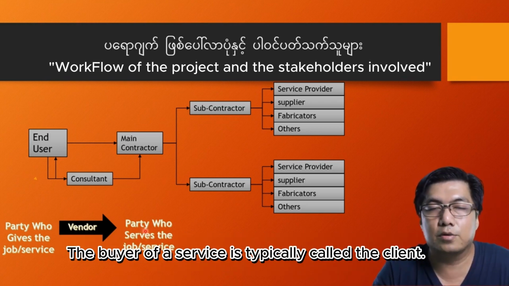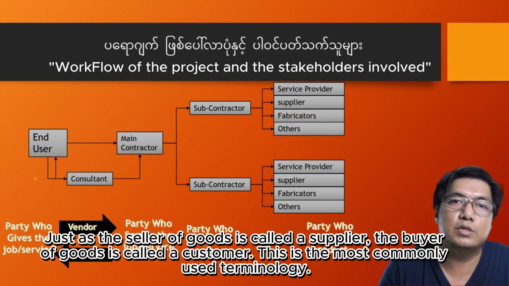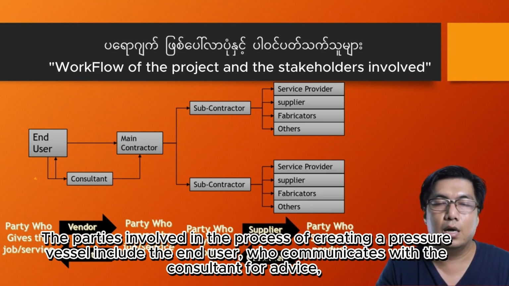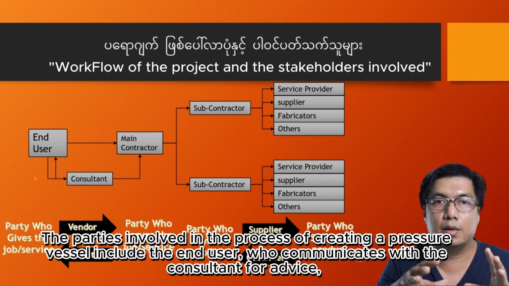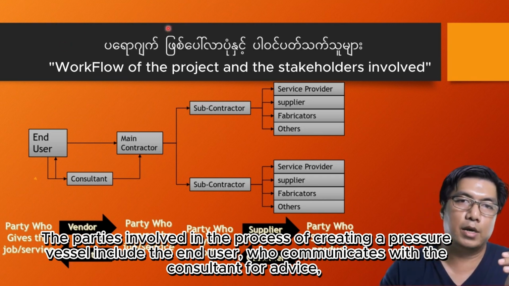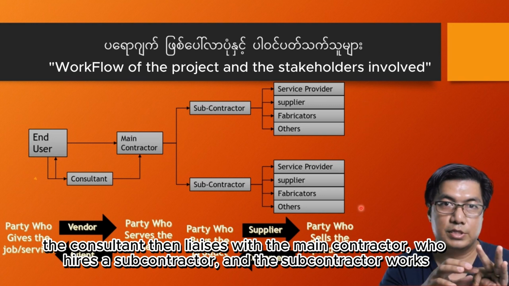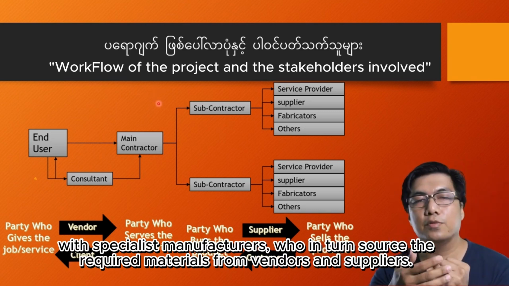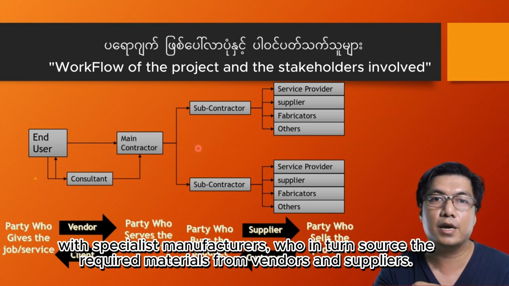The buyer of a service is typically called the client. Just as the seller of goods is called a supplier, the buyer of goods is called a customer. This is the most commonly used terminology. The parties involved in the process of creating a pressure vessel include the end user, who communicates with the consultant for advice. The consultant then liaises with the main contractor, who hires a subcontractor, and the subcontractor works with specialist manufacturers, who in turn source the required materials from vendors and suppliers.